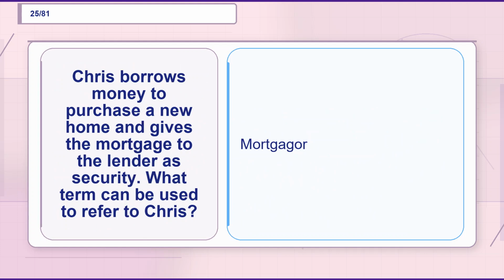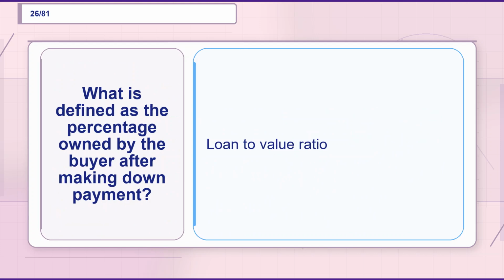Flashcard 25. Term. Chris borrows money to purchase a new home and gives the mortgage to the lender as security. What term can be used to refer to Chris? Definition. Mortgagor. Flashcard 26. Term.